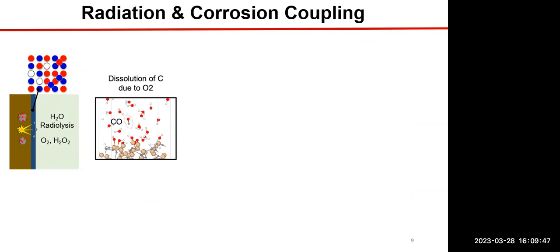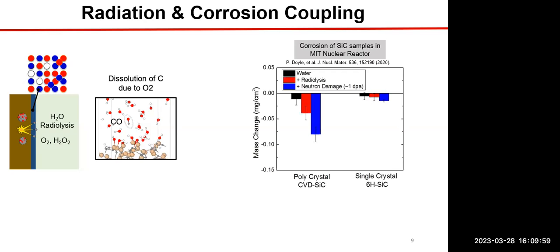the corrosion. It will not only dissolve the silicon species, but also dissolve the carbon species into the water environment. And finally, it can enhance the corrosion rate of the material in application. And a similar result has been observed in the experimental measurements. As shown in the red data, compared with the water environment, if we consider the radiolysis effect, we can see that the corrosion rate can definitely be enhanced, especially in the polycrystalline silicon carbide.